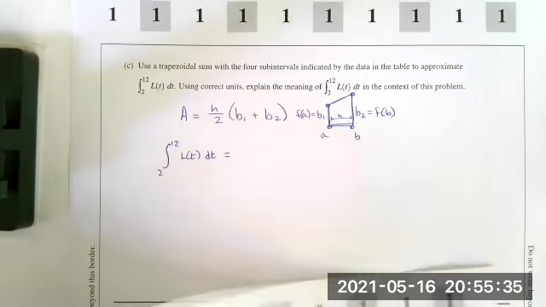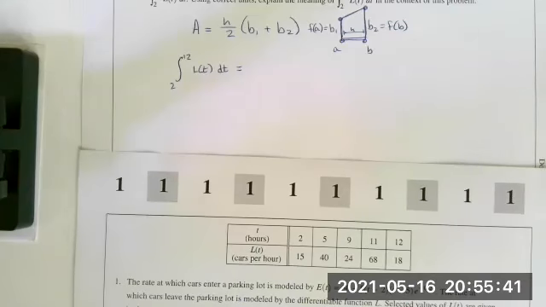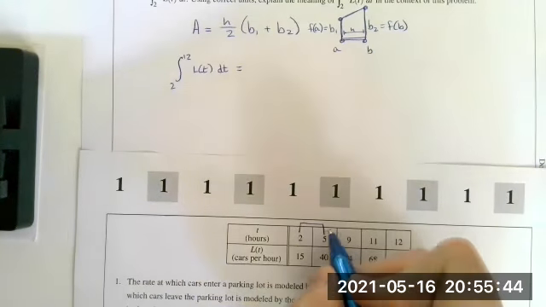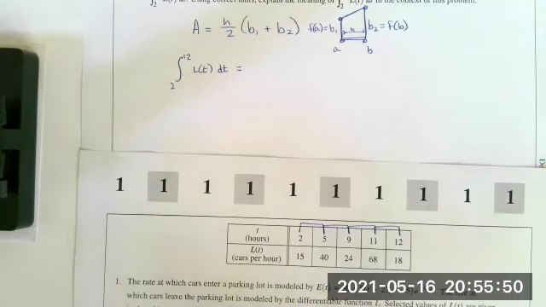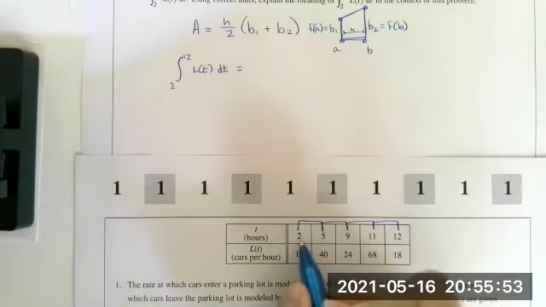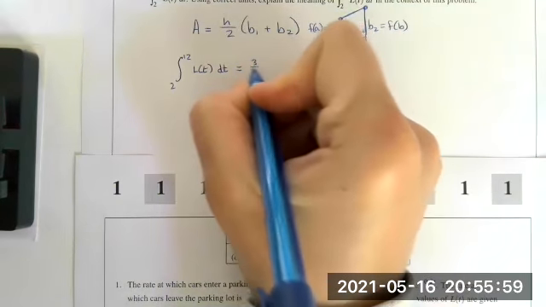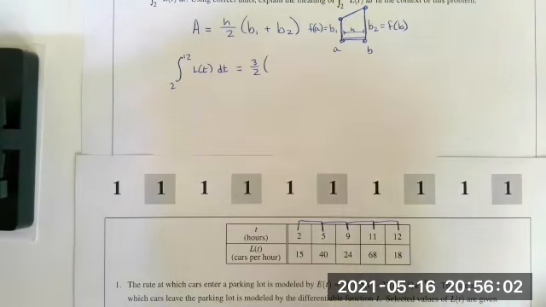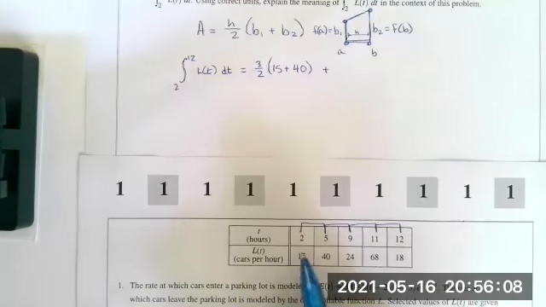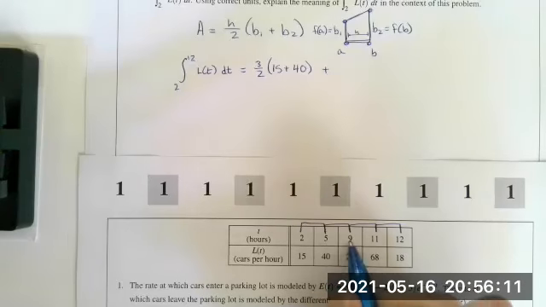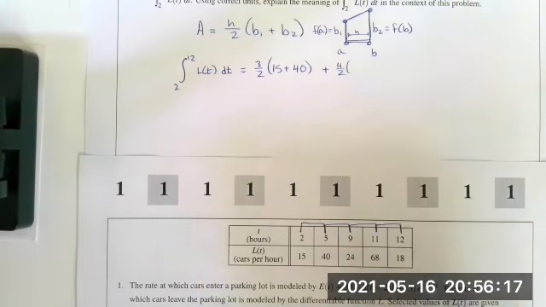So I'm going to put the table back into view so we can see it. If we mark this up, the 4 trapezoids will be between 2 and 5, between 5 and 9, 9 and 11, and 11 and 12. My first trapezoid between 2 and 5 has a width, or height, of 3. So 3 over 2, and then first base 15, second base 40. There's my first trapezoid. Number 2, between 5 and 9, has a width of 4, and the 2 bases are 40 and 24.